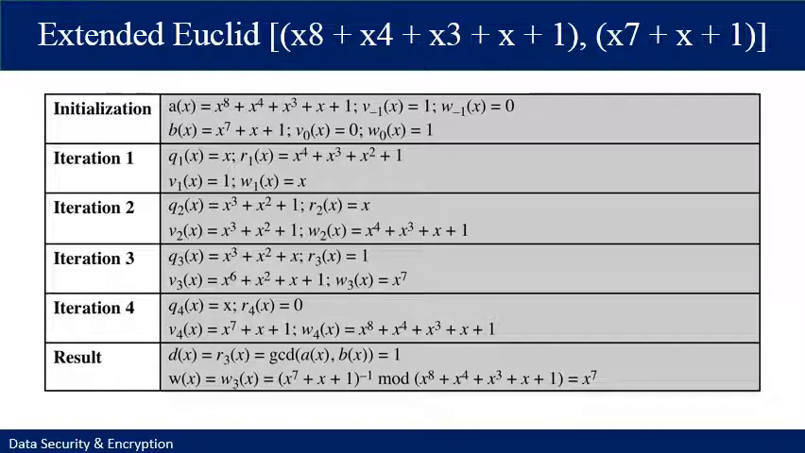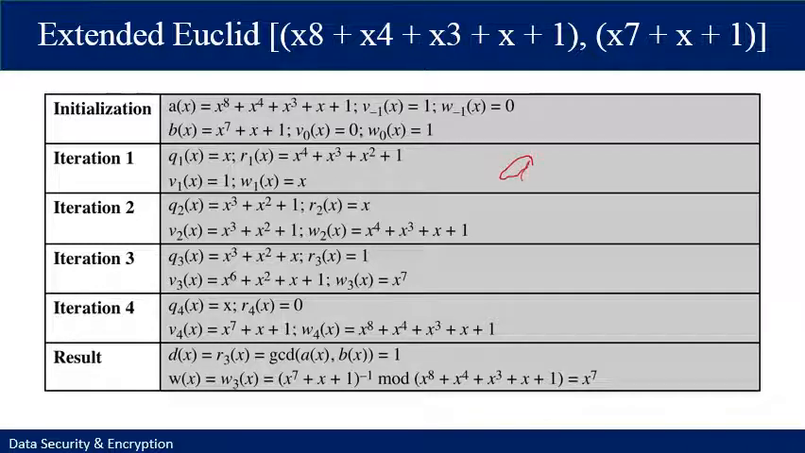The algorithm can be formulated in the same way as we did for the extended Euclidean algorithm for integers. Given the polynomials a of x and b of x with the degree of a of x greater than the degree of b of x, we wish to solve the following equation with the values v of x, w of x, and d of x, where d of x is equal to the greatest common divisor of a of x and b of x.